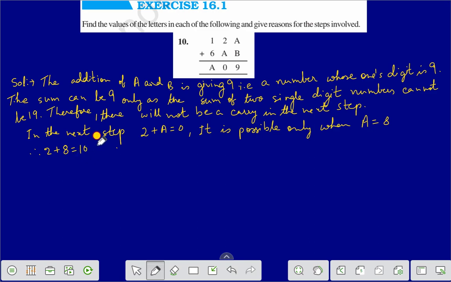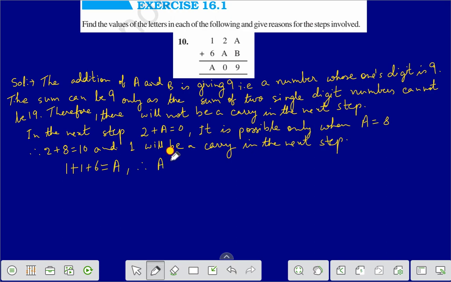And 1 will be a carry in the next step. Therefore 1 plus 1 plus 6 is equal to A. Clearly A is 8. Therefore the value of A is equal to 8.